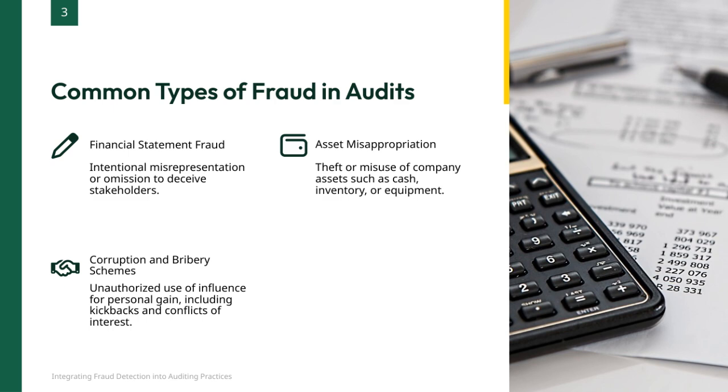Next is asset misappropriation, which refers to the theft or misuse of company resources like cash, inventory, or equipment. This type of fraud directly impacts the company's assets and can be harder to detect without careful controls. Finally, corruption and bribery schemes involve abusing one's position of power for personal gain. This could include kickbacks or undisclosed conflicts of interest, which undermine the integrity of the organization. Understanding these types helps us be more vigilant and effective in identifying fraud risks during audits.